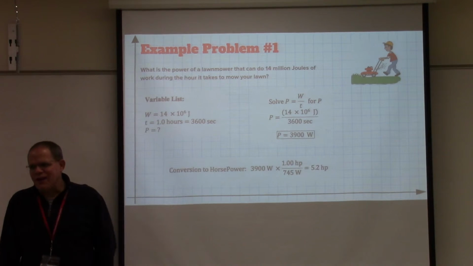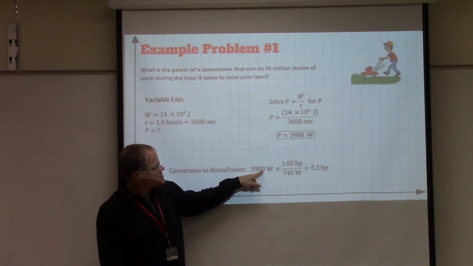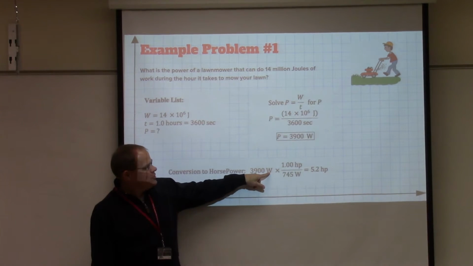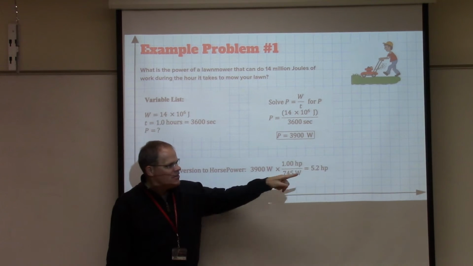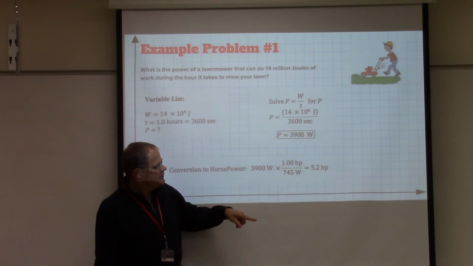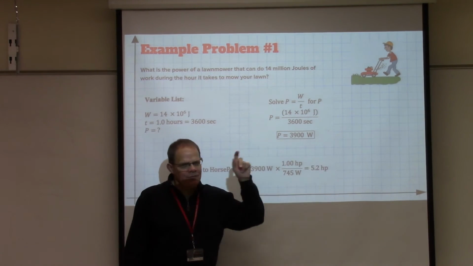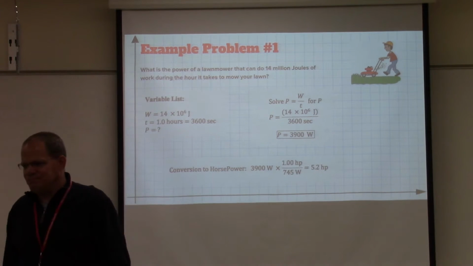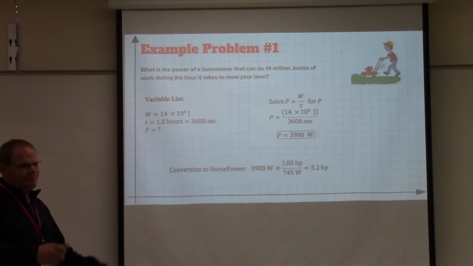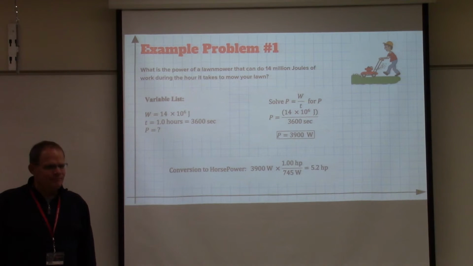Because you show your factor label method, right? If you start with 3,900 watts, you need watts on the bottom to cancel the watts. That's why you divide. So take 3,900 times 1 divided by 745. It's a 5.2 horsepower push mower. Okay? Is that good? That's just a push mower. About 5 horses and a little.